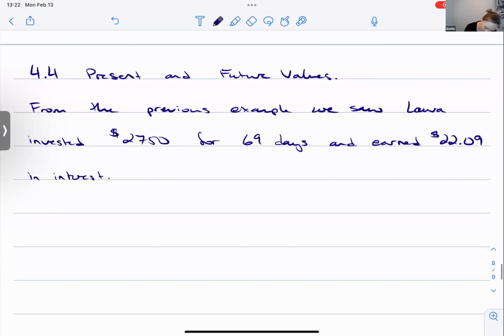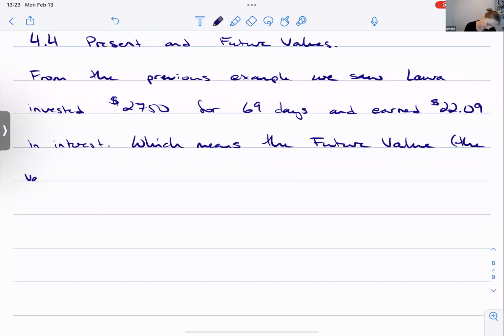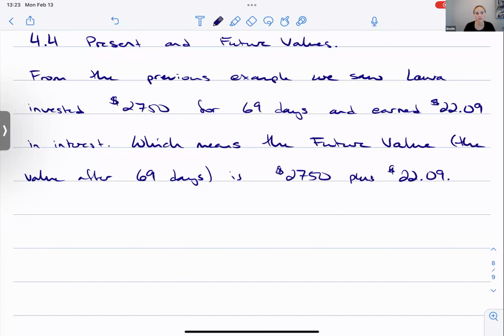Okay. Which means the future value, and I'm going to capitalize it here because it's going to be important, just to clarify, the value after 69 days is 2,750 plus 22.09, right? Which is, let me erase this here.